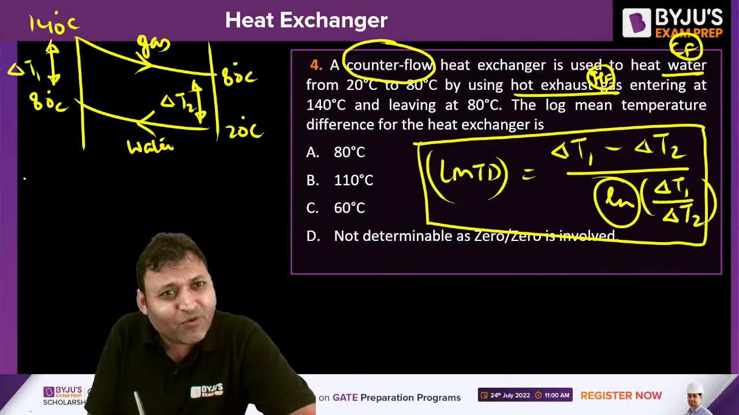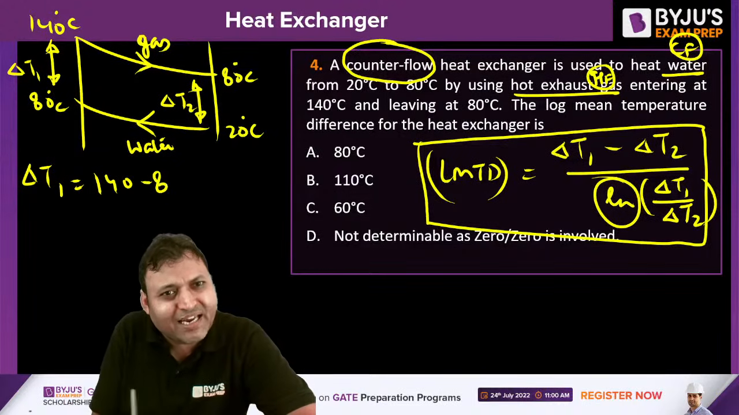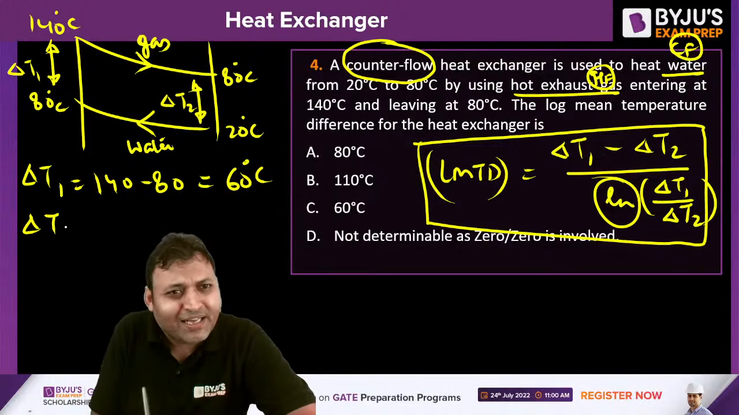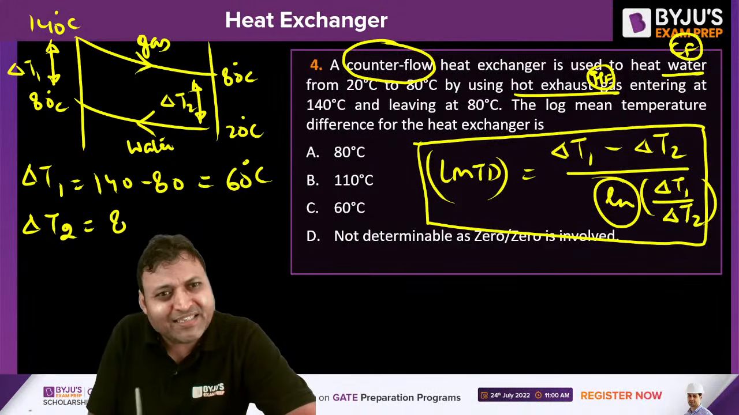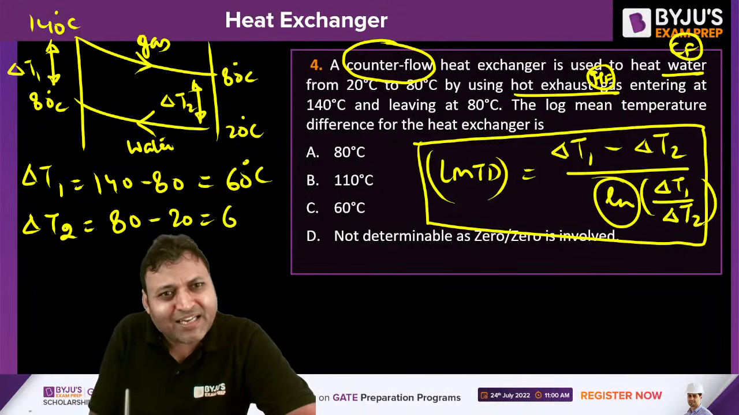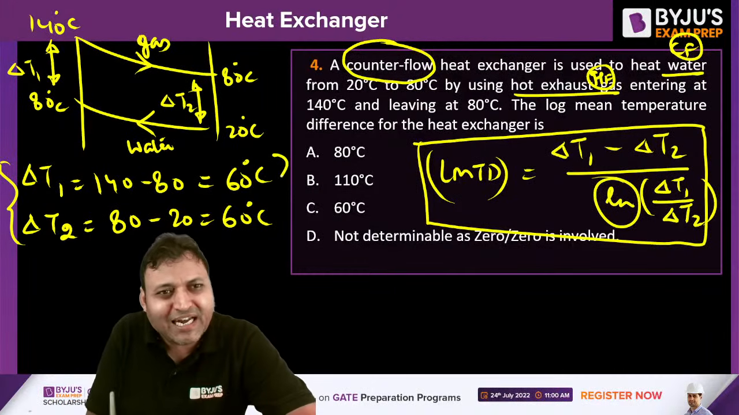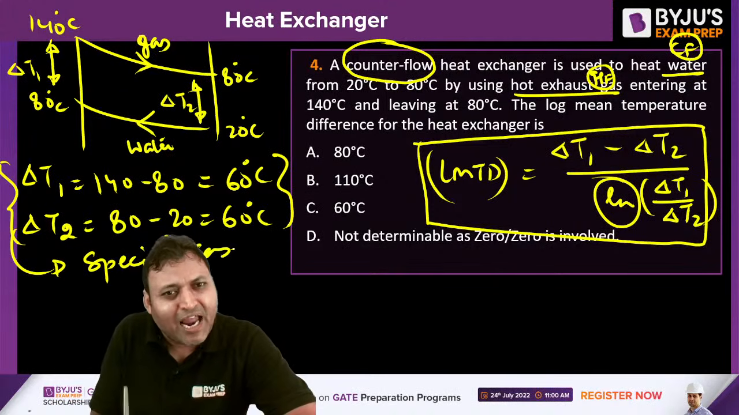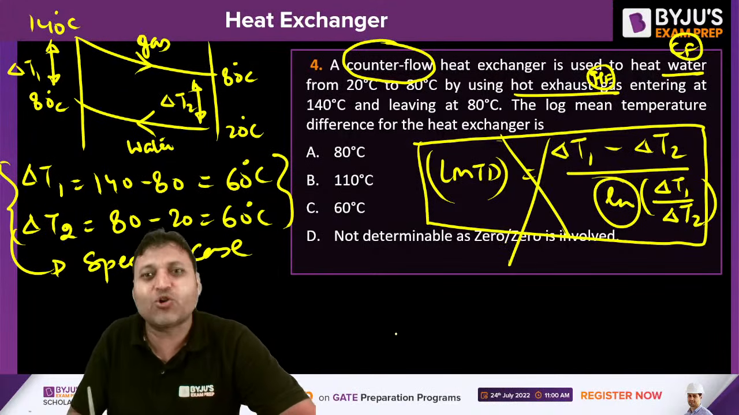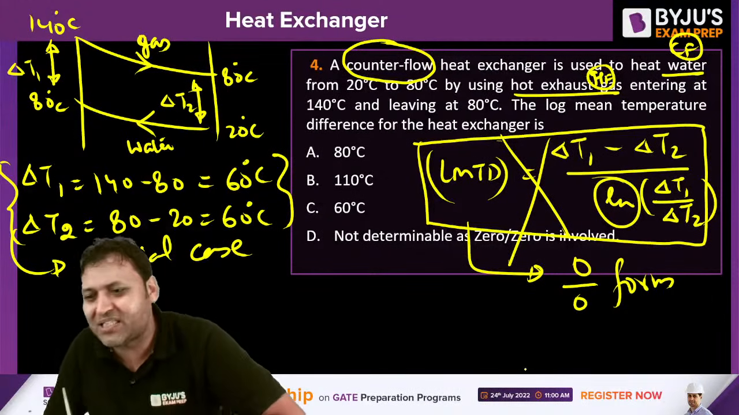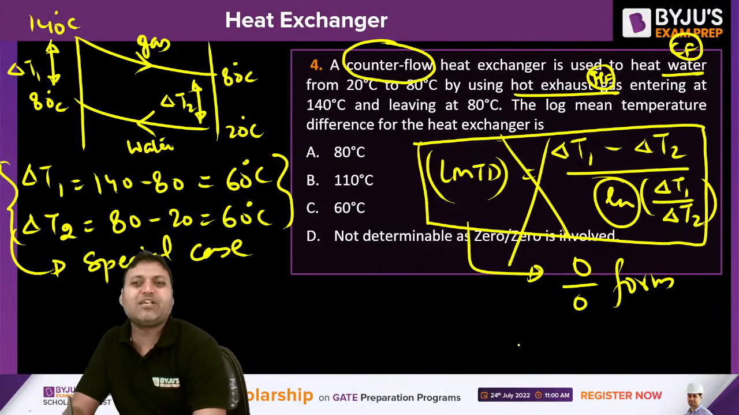If you find delta T1, what is it? Delta T1 is equal to 140 minus 80. How much is that? 60 degrees Celsius. What is delta T2? It is 80 minus 20. That is also 60 degrees Celsius. So it is a special case, because delta T1 is equal to delta T2. For the special case, this formula is not going to work, because if you put the values in the formula, you will get 0 by 0 form.